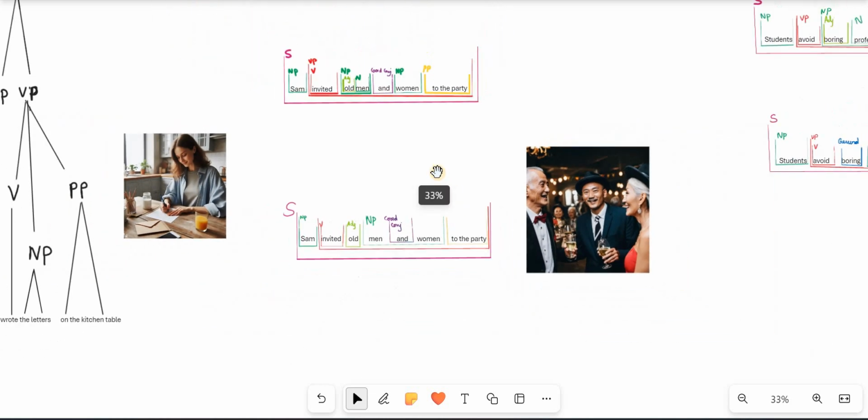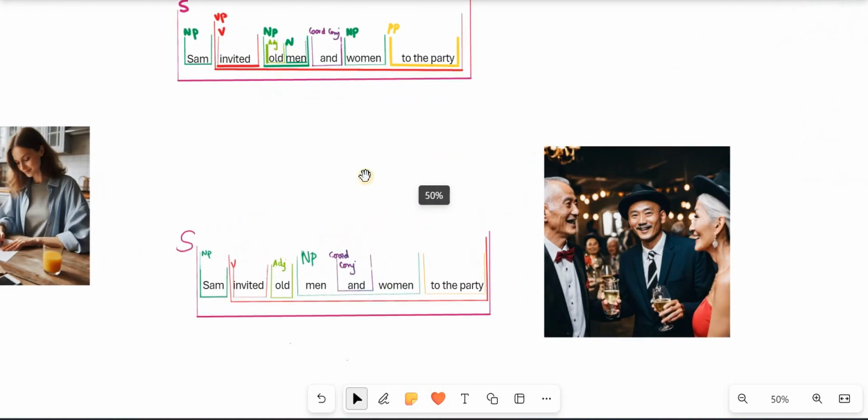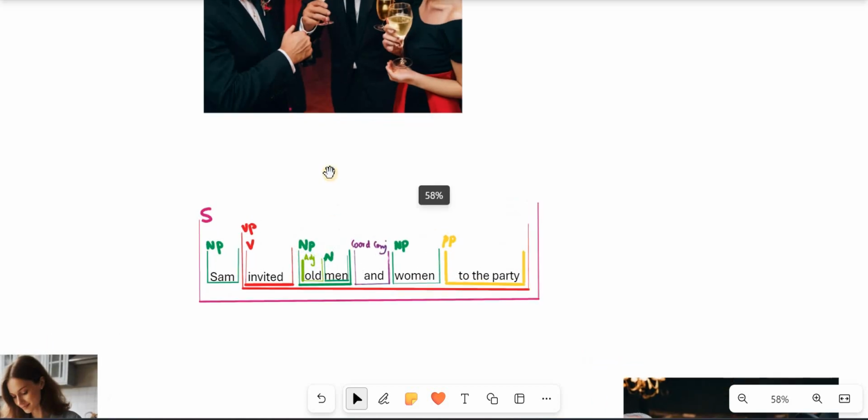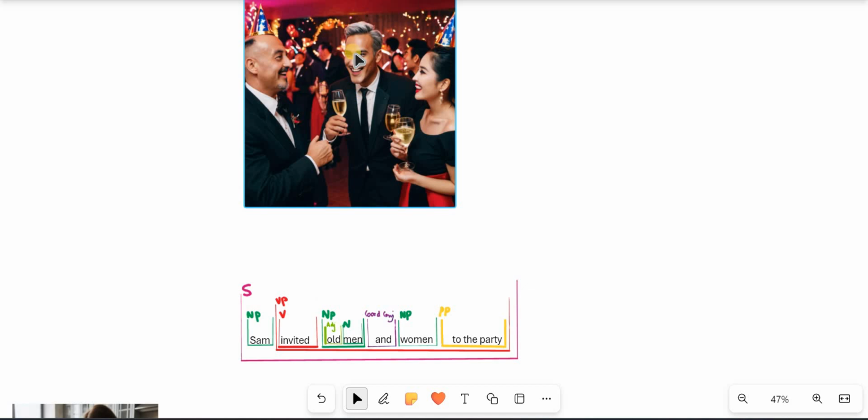Now how do we represent it using IC diagrams? So here the sentence Sam invited old men and women to the party has the noun phrase Sam. Then it has the verb invited, and from there on the verb phrase begins. Now we have old men. Now when you take old men together, that is a noun phrase. There the adjective old modifies the noun men. So here the noun phrase that we take is old men. It is taken together, which means that Sam invited old men.